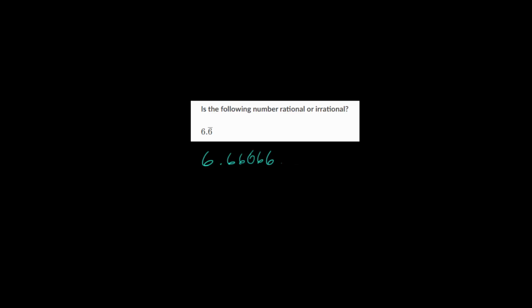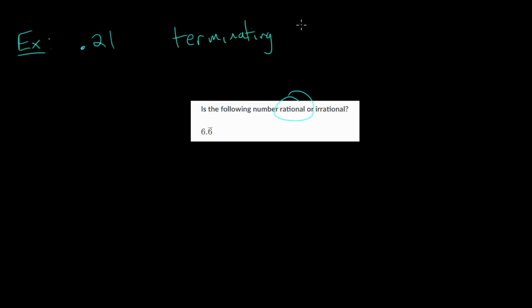And the general rule is that if you have a decimal that is either repeating or terminating, these are going to be rational numbers. But let's think about why that's true. So as an example, before we get into this specific one, if we have something like 0.21, this is what we call a terminating decimal, since it is ending.